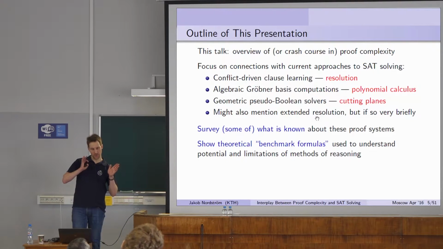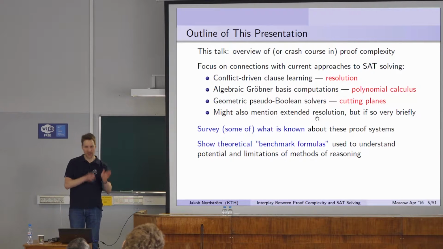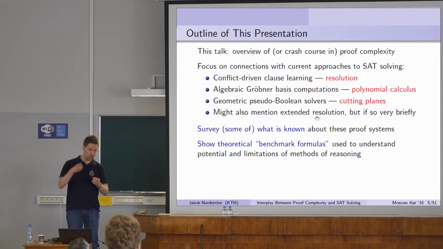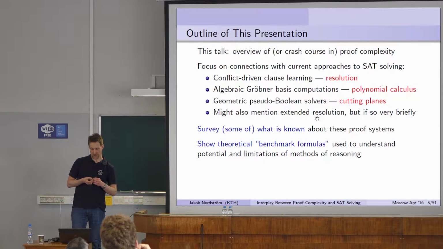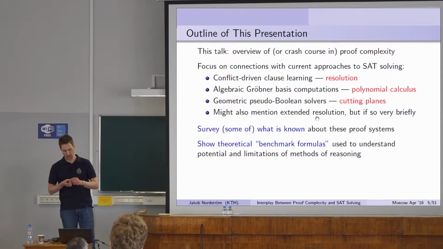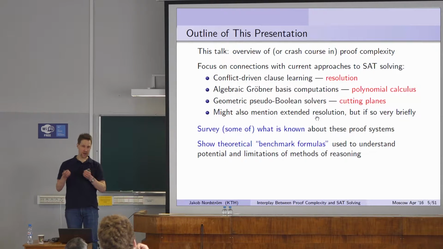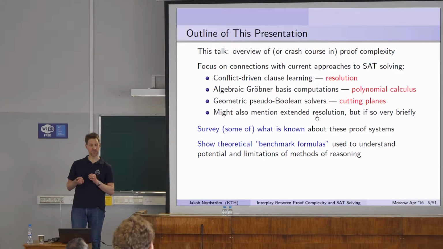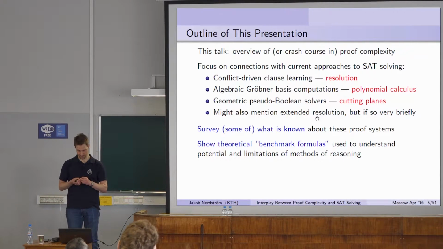So the state of the art is conflict-driven clause learning. That corresponds to using the resolution proof system, which is a very well-studied proof system. Then if you also add algebraic reasoning, it corresponds to Gröbner basis computations. There's a proof system for that called polynomial calculus. And then if you want to do these cardinality constraints reasoning, or more generally reason in terms of linear inequalities, that's called pseudo-Boolean solving, and it's captured by the cutting planes proof system.